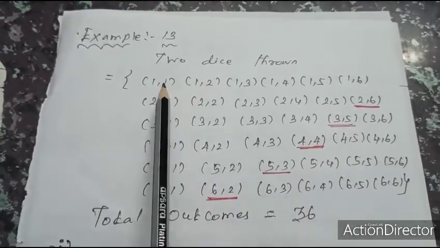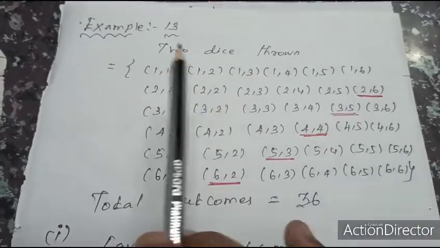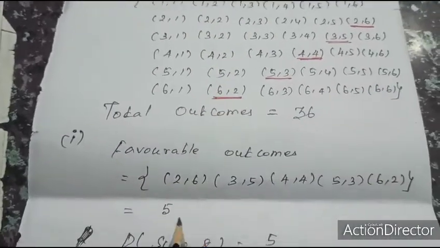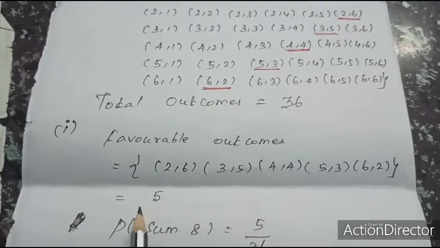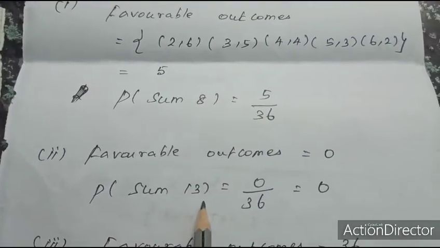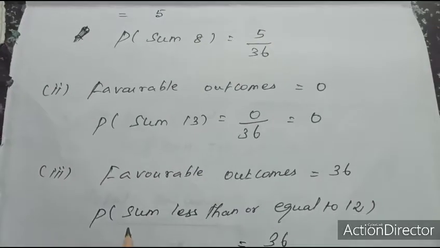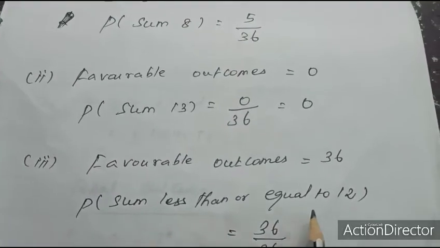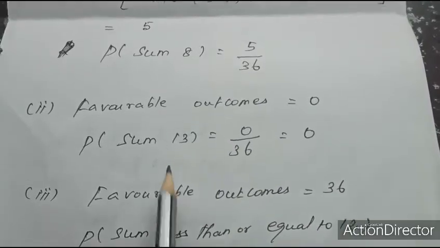Example 13. Two dice are thrown. It is the given question. First question, probability of sum 8. Second question, probability of sum 13. Third, probability of sum less than or equal to 12. We are asked to find these three questions.